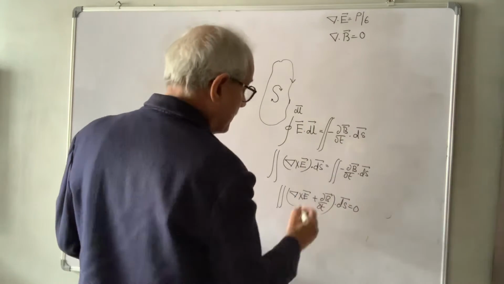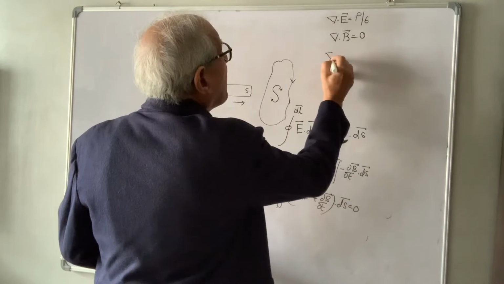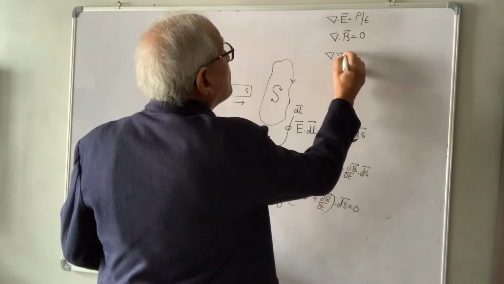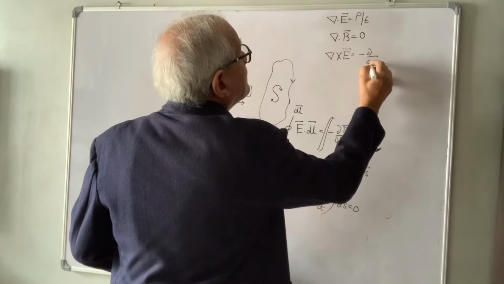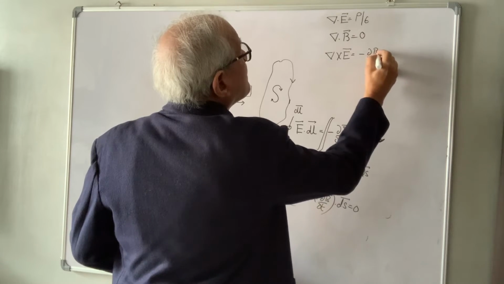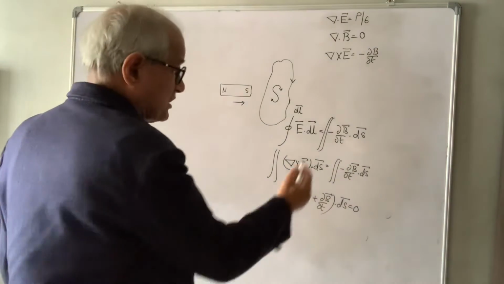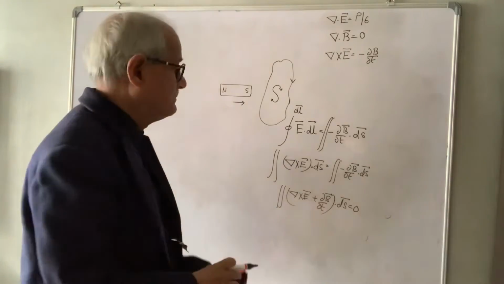Or we can write, as before, curl of E is equal to minus del by del t of B. This negative sign I have already explained.